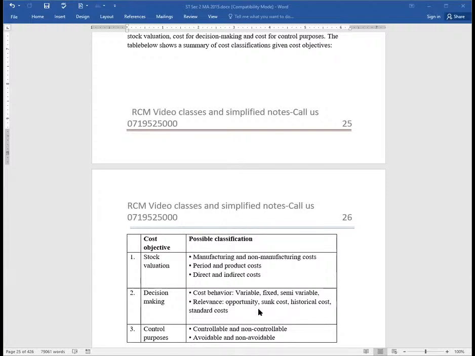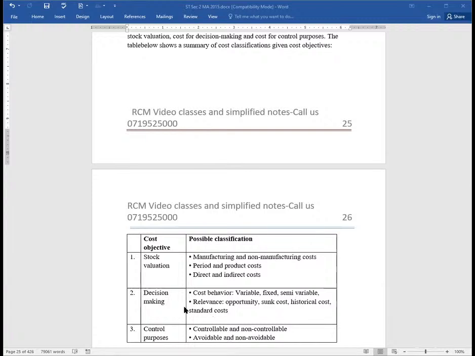Then we have relevance. And in relevance we will be seeing, for example, opportunity costs are relevant. That's quite a great classification. We have sunk costs, which are historical, which are irrelevant. We have standard costs, which we'll be calling what here? Normal costs. Ladies and gentlemen, this is just a high-level explanation. I'll be going into the nitty-gritty of these particular cost classifications, ladies and gentlemen, just within this lesson.